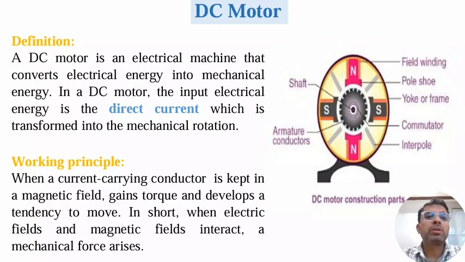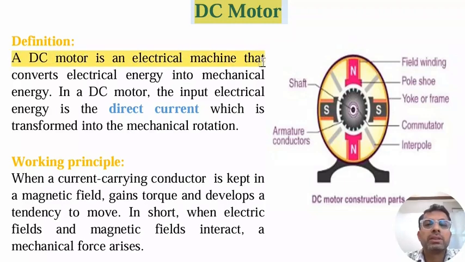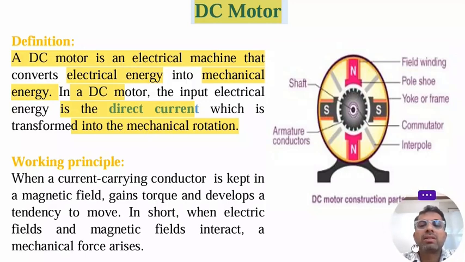Yes, good morning, students. Today we will see the topic of the DC motor. In the previous video, we saw the AC motor. So what is a DC motor? A DC motor is an electrical machine that converts electrical energy into mechanical energy. In a DC motor, the input electrical energy is direct current, which is transformed into mechanical rotation. This is similar to the AC motor, only we are giving the input as direct current here.